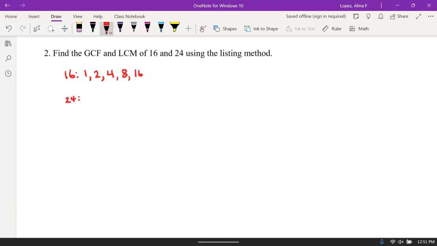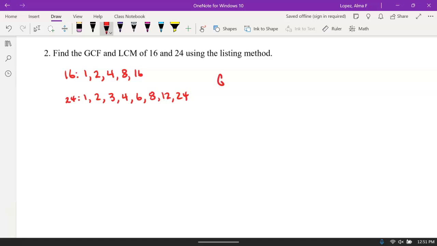Factors of 24. 1, 2, 3 divides into 24. 4 divides evenly into 24. The number 6, the number 8, the number 12, and the number 24. All of those divide evenly into 24.